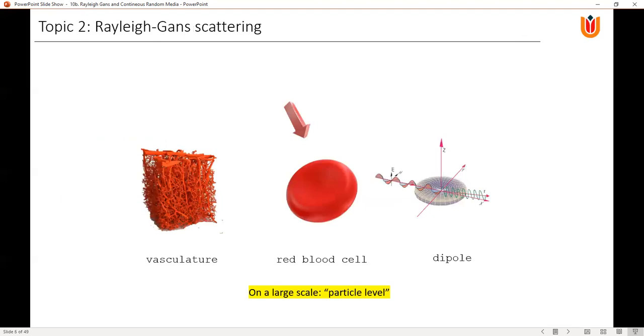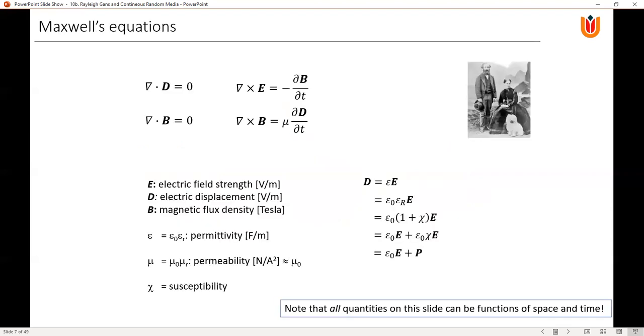I'm just showing them because I'll need them later on a little bit. So now on a larger scale, on a particle level, we had Mie theory, of course, but that was valid for spheres. So that's a big limitation, because if you have a complex medium that is maybe composed of particles, at least these particles are not going to be spheres. So let's see if we can do better there.